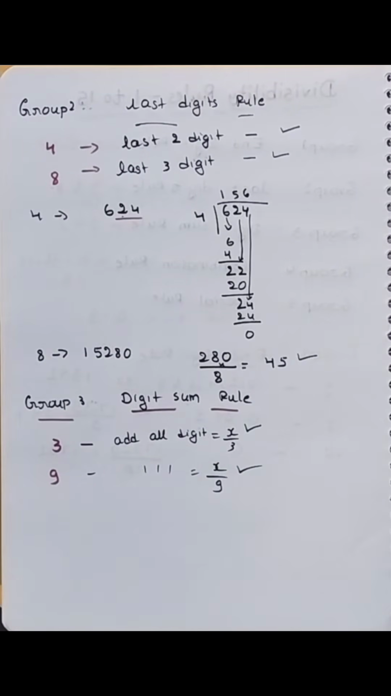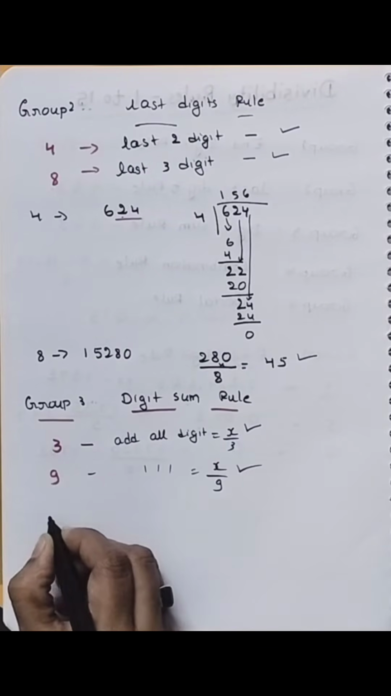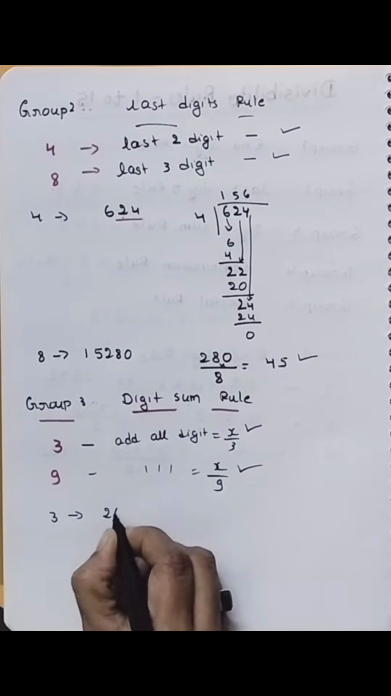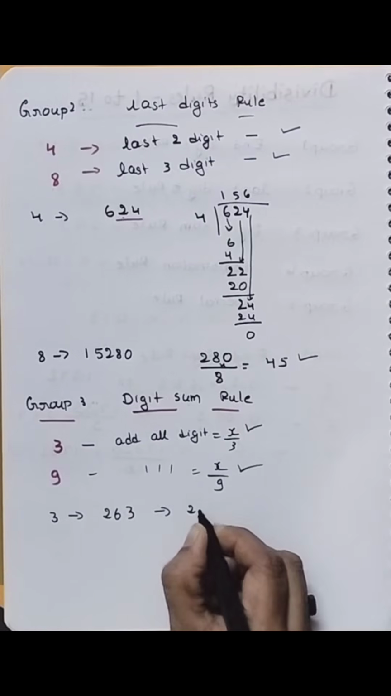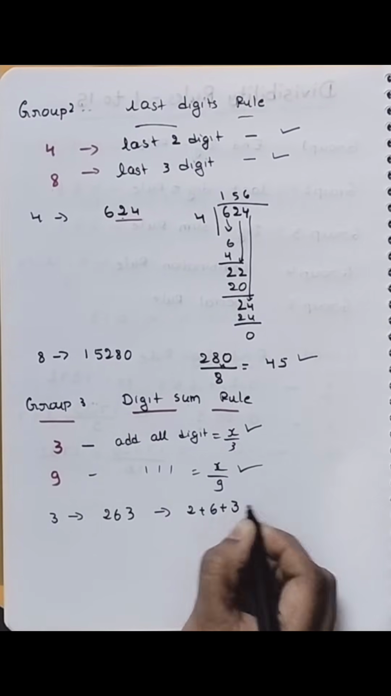So for example, if you consider 3 and take 263, we add 2 plus 6 plus 3.